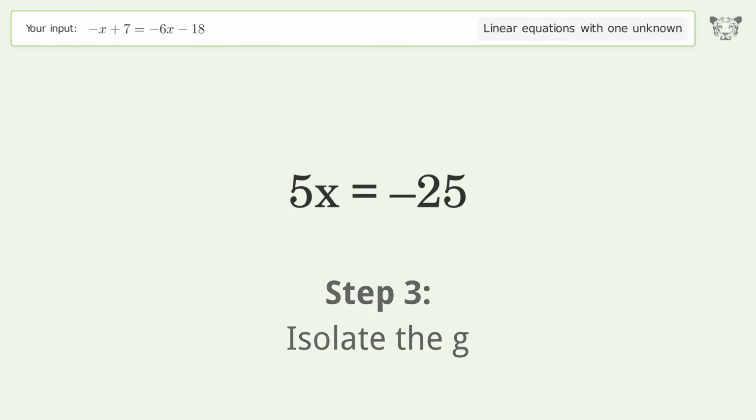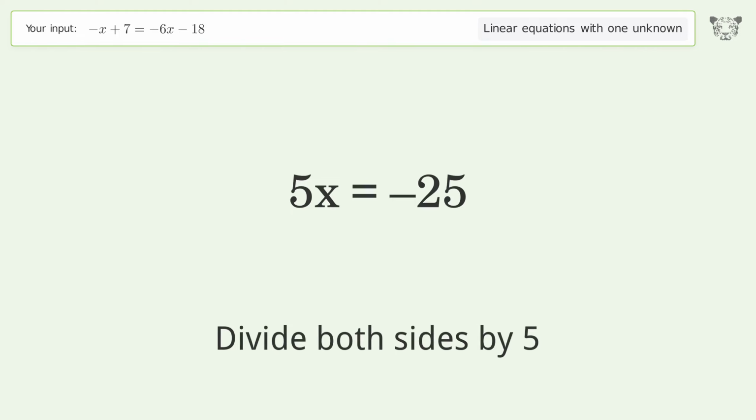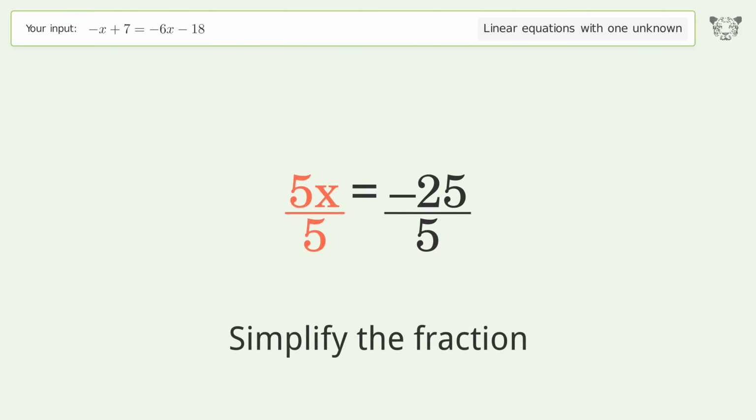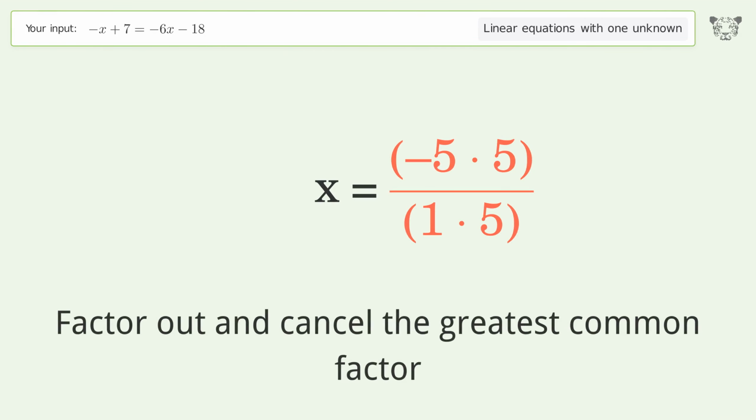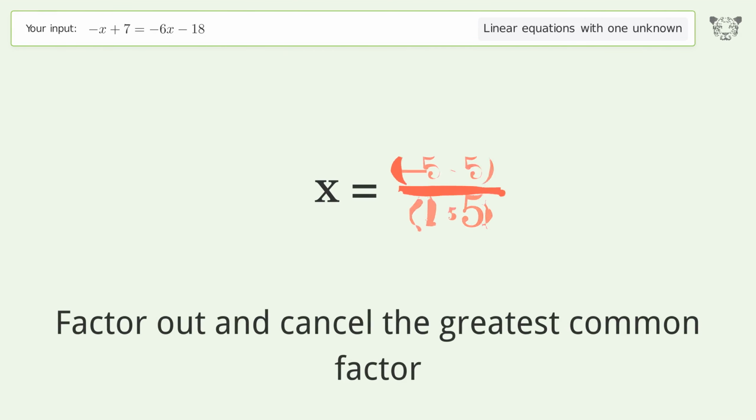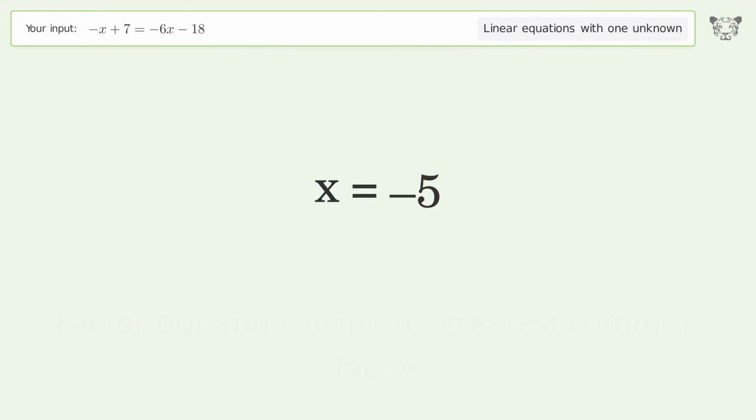Isolate the x. Divide both sides by 5. Simplify the fraction. Find the greatest common factor of the numerator and denominator. Factor out and cancel the greatest common factor. And so the final result is x equals -5.